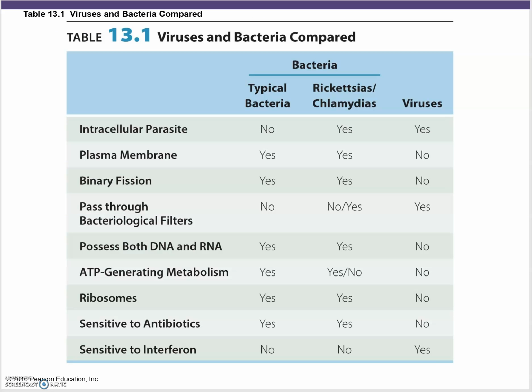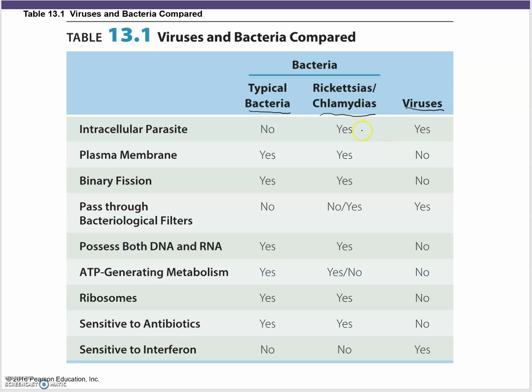So what you see on this slide is a comparison between viruses and bacteria, where those bacteria that are also obligatory intracellular parasites, such as rickettsias and chlamydias, are listed in between. We have the viruses on one side as the extreme, and then we have typical bacteria on the other side. And in between are bacteria that require a host cell, so they also hijack other cells and live inside of other host cells.